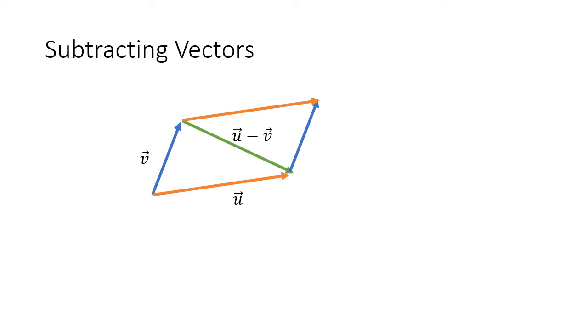Now I can build my parallelogram again. Make another copy of v, another copy of u, make a parallelogram, and notice that u minus v is now the opposite diagonal from the sum. So remember, the sum of u plus v was the diagonal going the long way, this way. u minus v is now the other diagonal. All right. And again, just take a minute with both of those interpretations and make sure you understand how we got there and why.